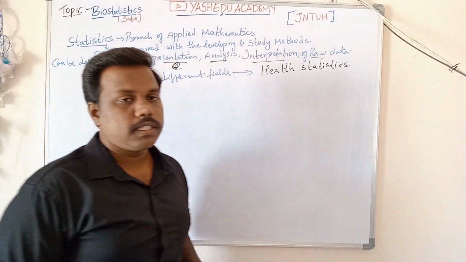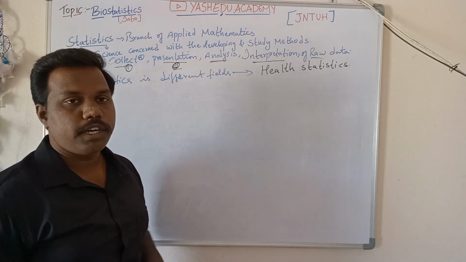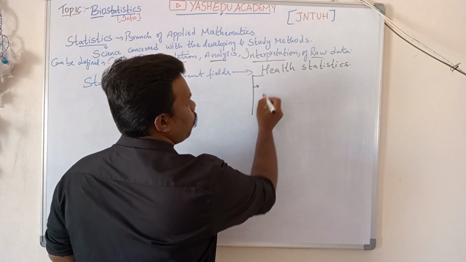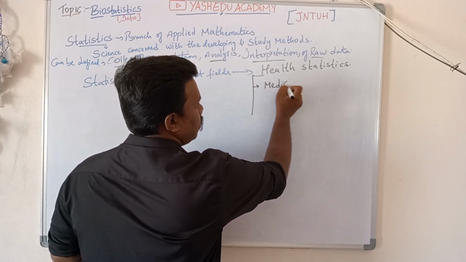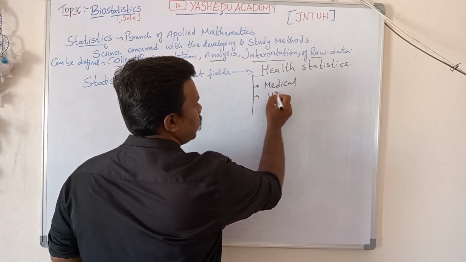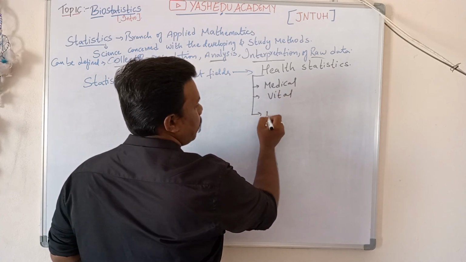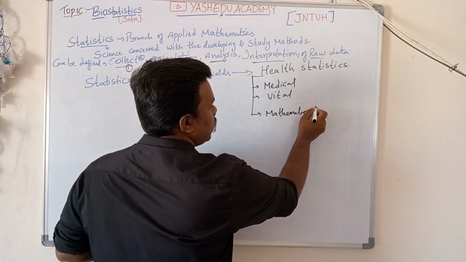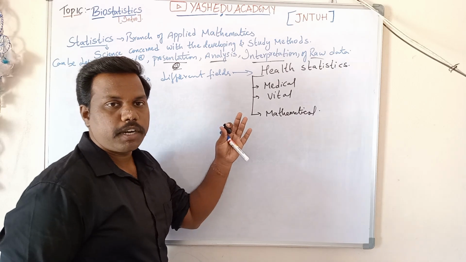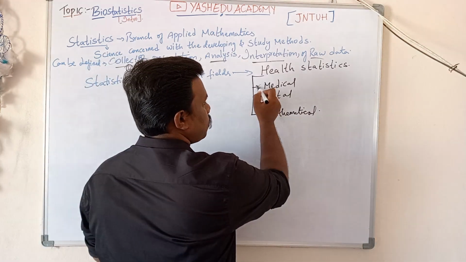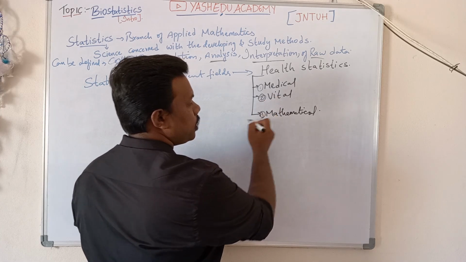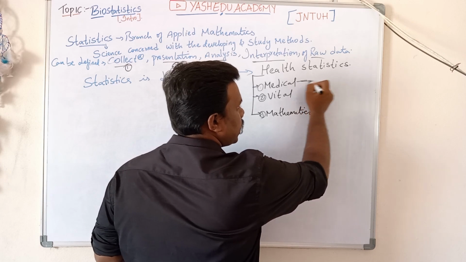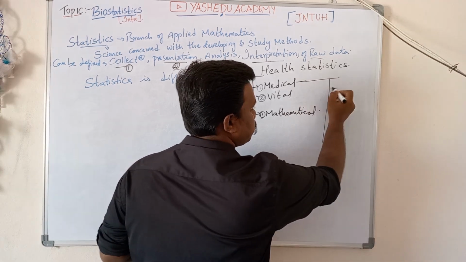In health statistics, it is classified into three types. One is medical, the second one is vital, and the third is mathematical. Now this medical is again subdivided into five types.